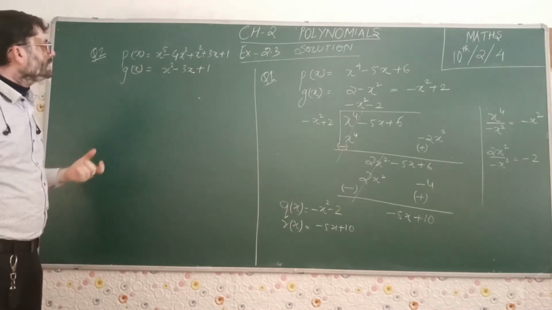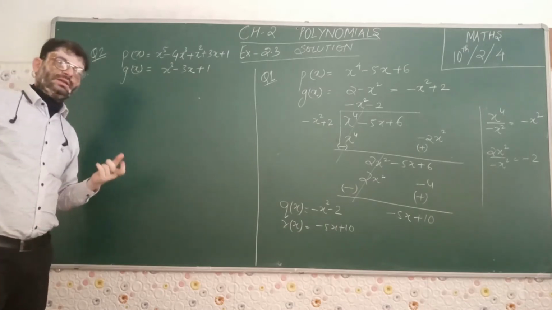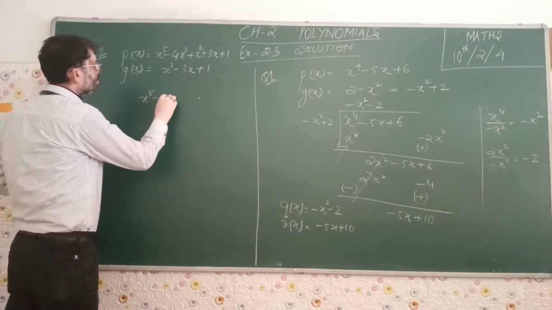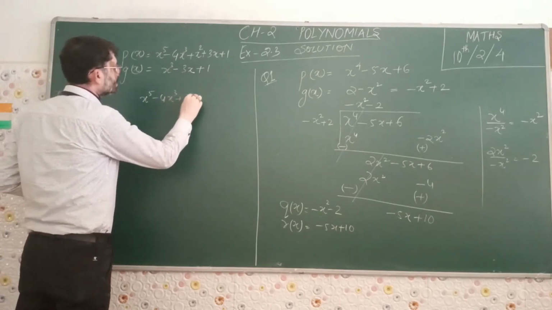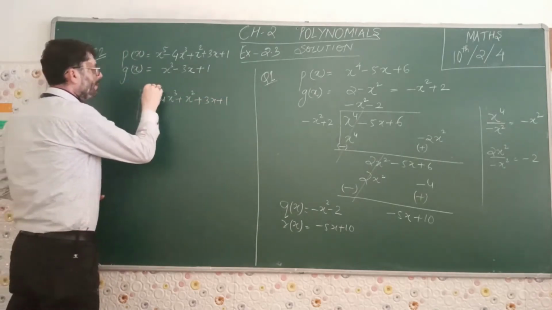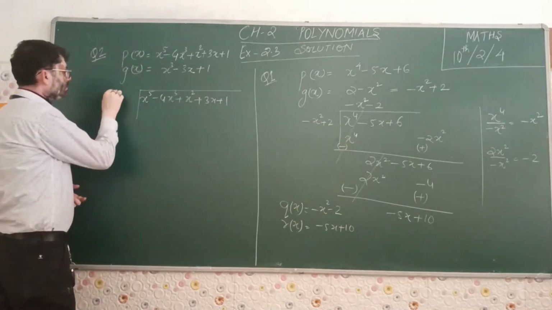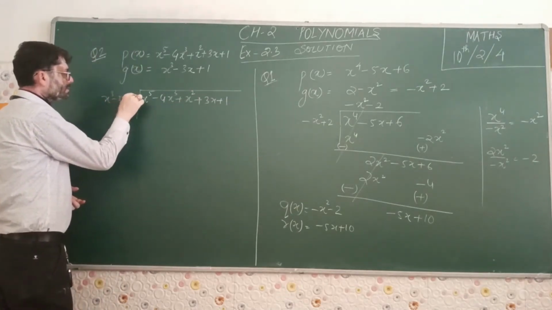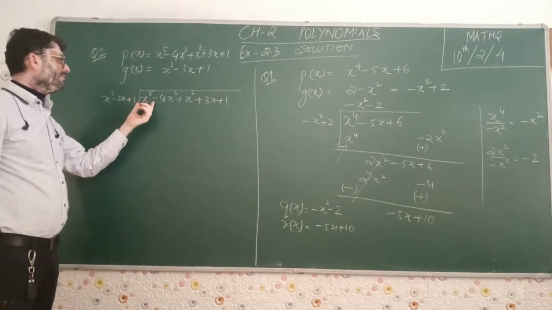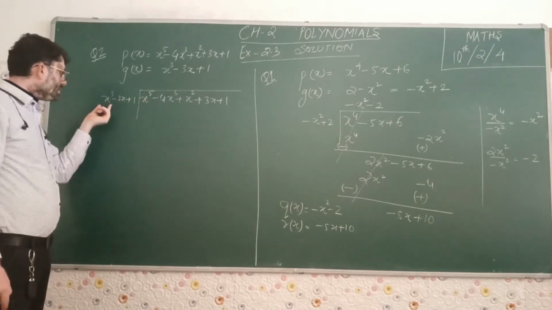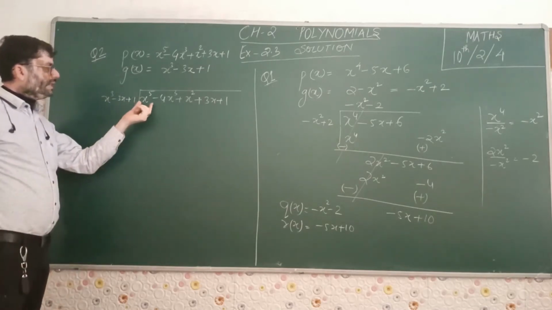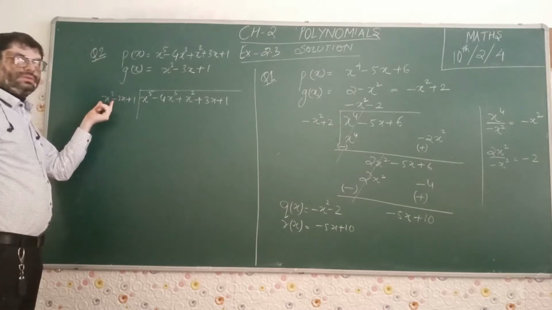So let us continue the division and check whether the remainder is 0 or not. x to the power 5 minus 4x cube plus x square plus 3x plus 1 divided by x cube minus 3x plus 1. As in the previous question, here also we will be concentrating on the first term of the dividend and the first term of the divisor in order to obtain the first term of the quotient. So let us divide the first term of the dividend by the first term of the divisor.